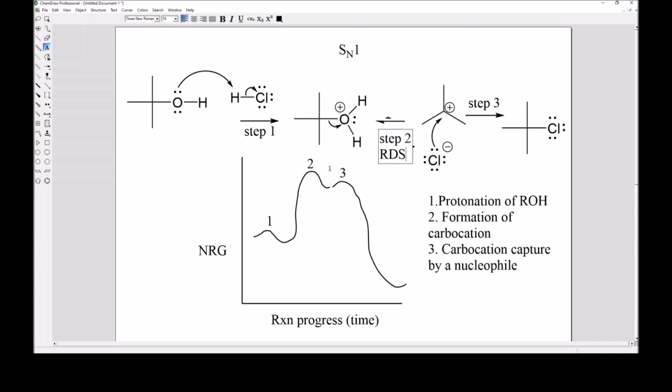So the rate determining step is the one that takes the longest, and it involves the highest activation energy. So why is this the rate determining step? Well, forming a carbocation is an incredibly slow process compared to everything else going on in the chemistry.